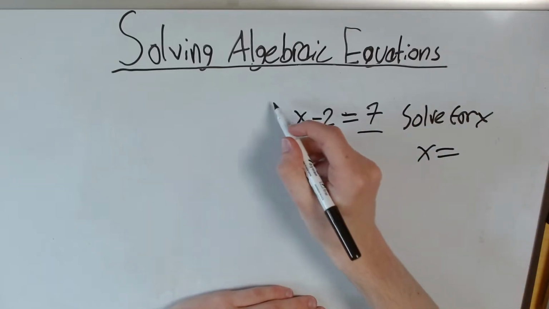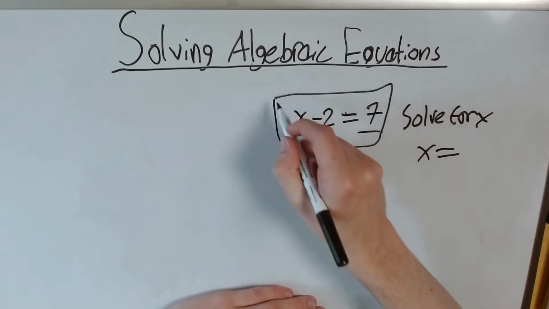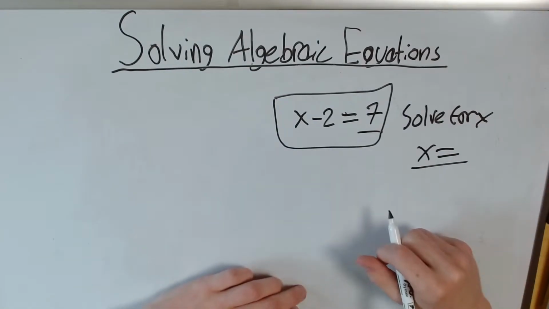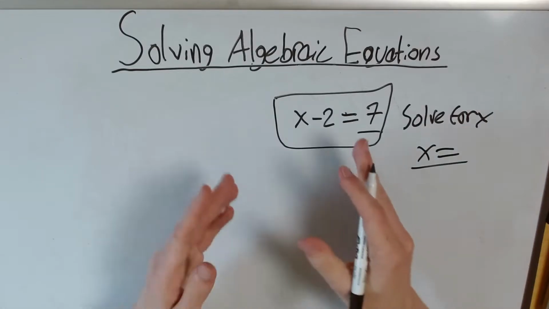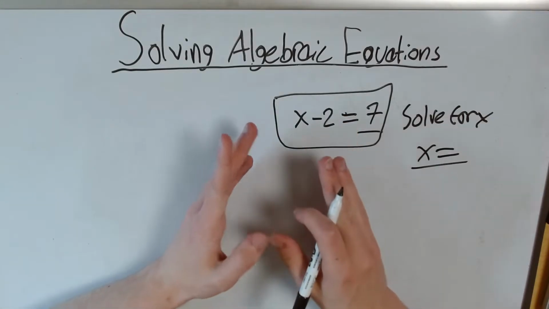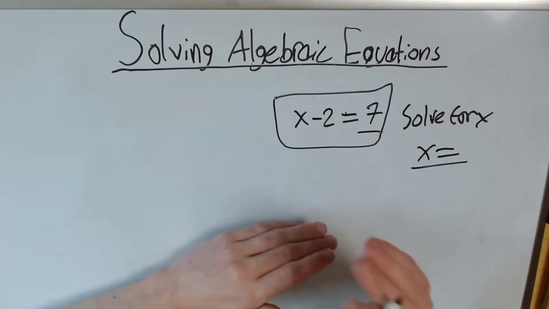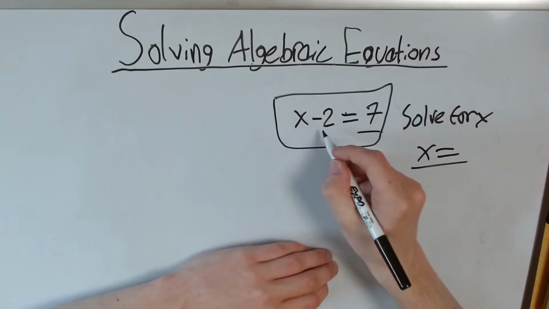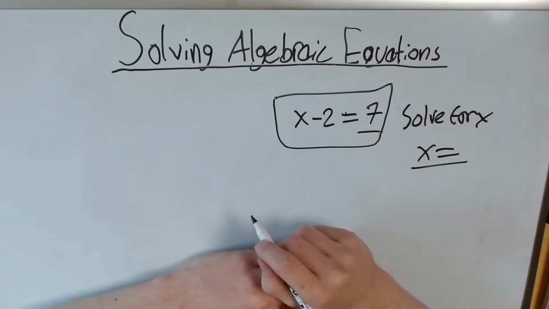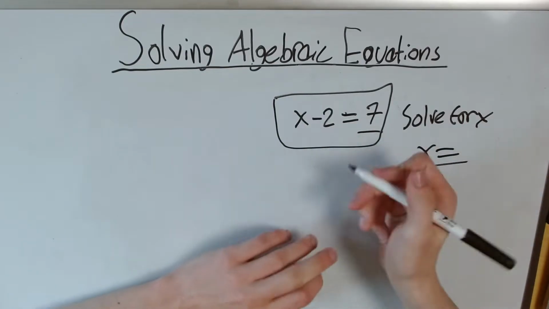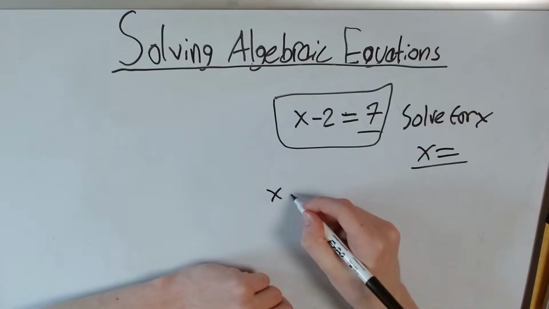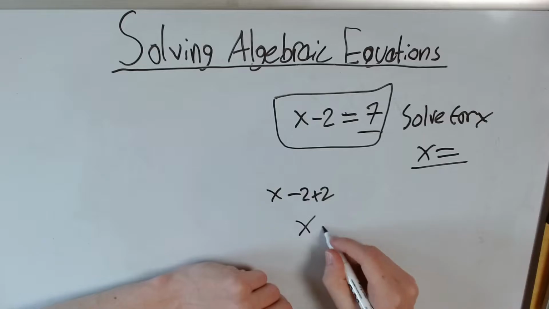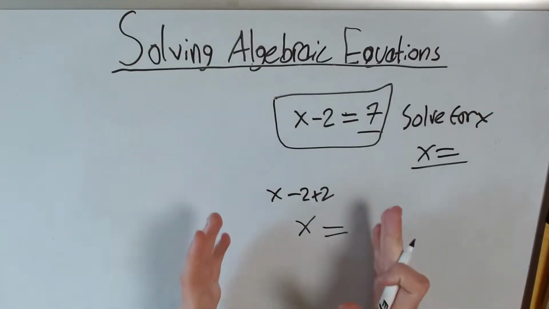We want to arrange this entire equation so that it looks something like this. x equals some number. Essentially, we want to have x all by itself on one side of the equation. How do we do that? Well, I notice if I add 2 to negative 2, I'm going to have 0. All right, so if I were to do x minus 2 plus 2, I'd just be left with x. x equals. This is what I want.